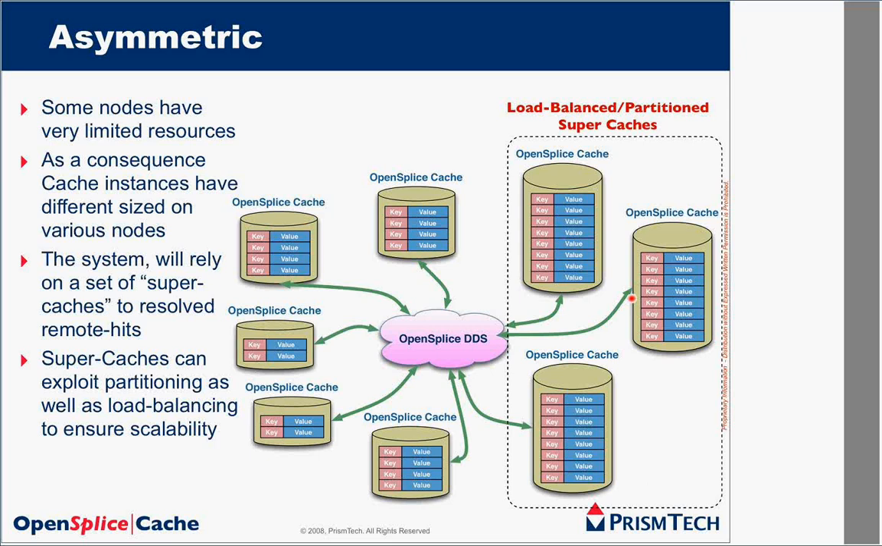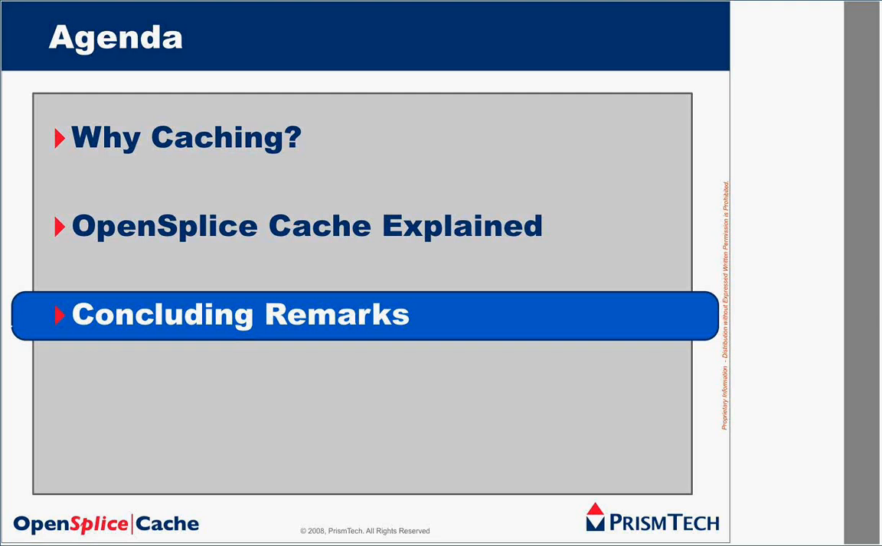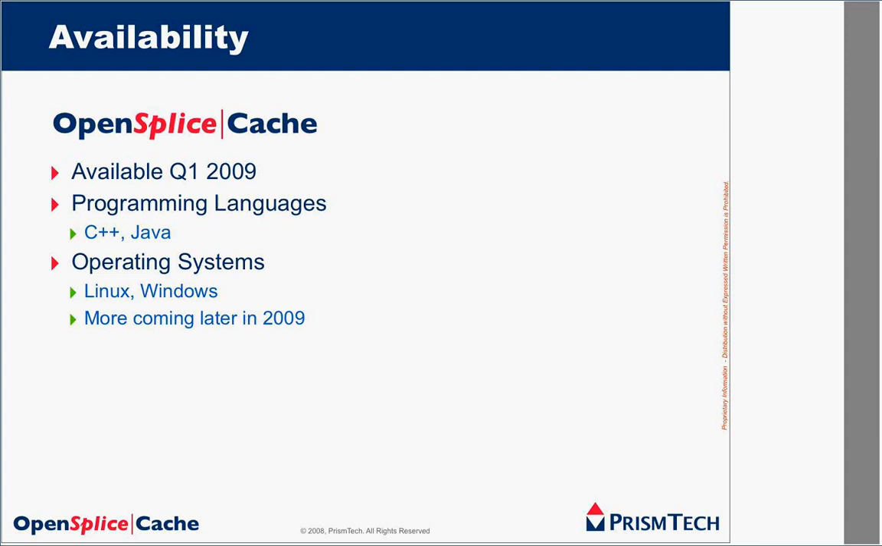Okay, so now moving to the concluding remarks. In terms of availability, as announced last Monday in our press release, this technology will be generally available in Q1 2009. Programming languages will be C++ and Java, and initially the supported operating systems will be Linux and Windows, with more operating systems coming later in 2009. If you want to engage soon on a technology evaluation or a sneak peek, or discuss specific needs, we will be more than happy to do that, and please engage with us as soon as possible.